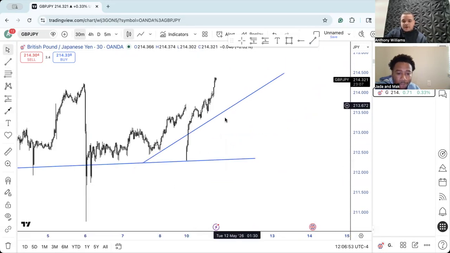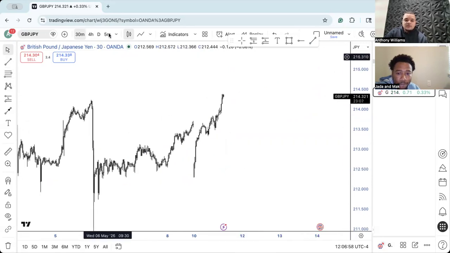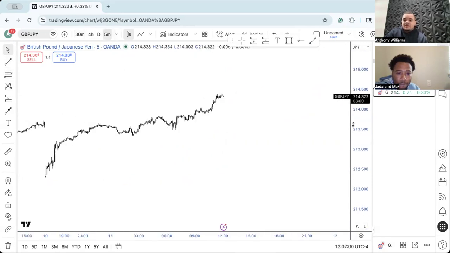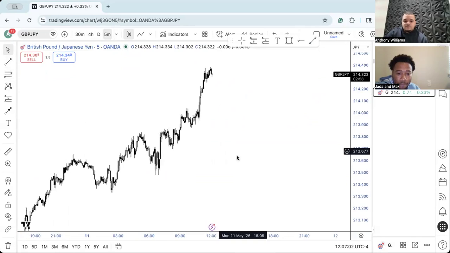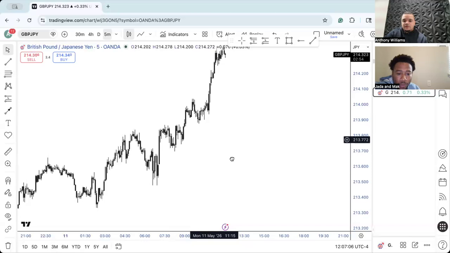Just straight buying. So since you just want to get in and out of trades, you would go down to the 5 minute. And since this is already all played out, let me clear this up.